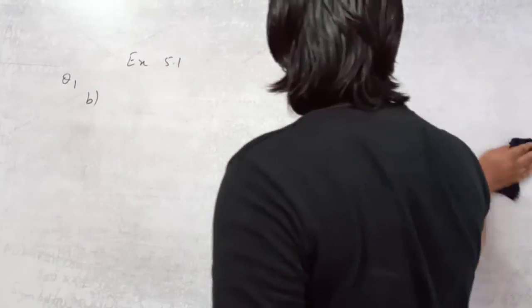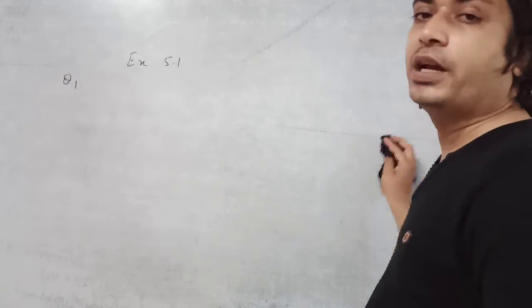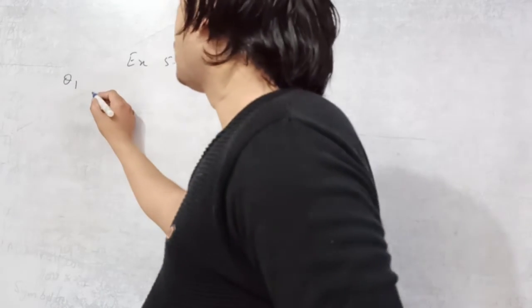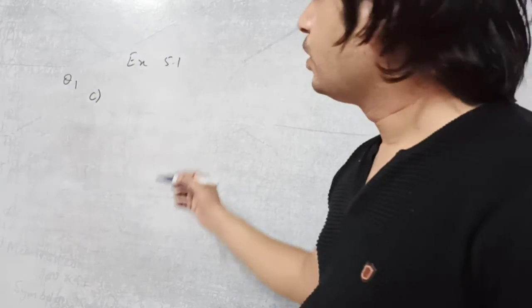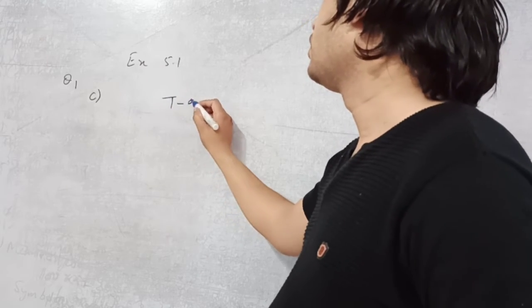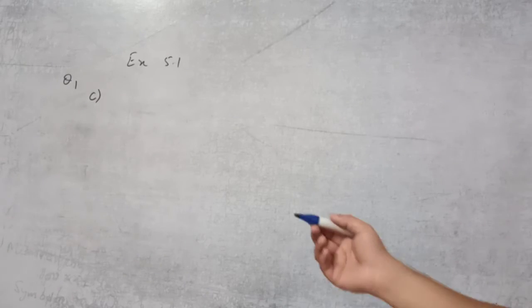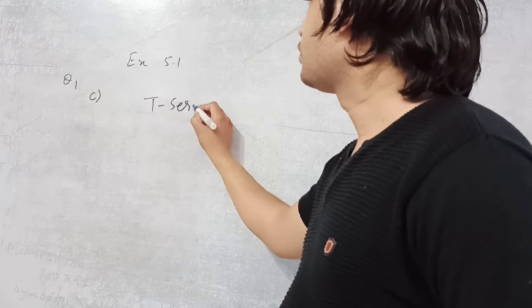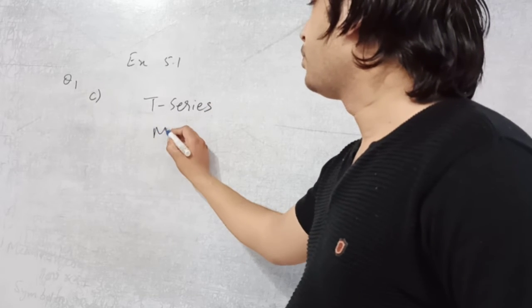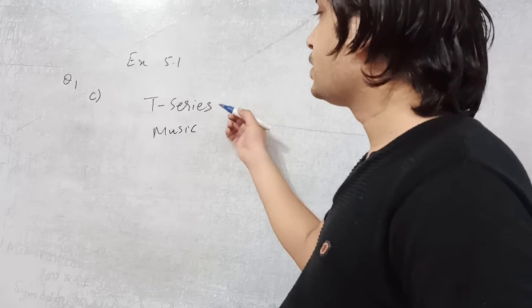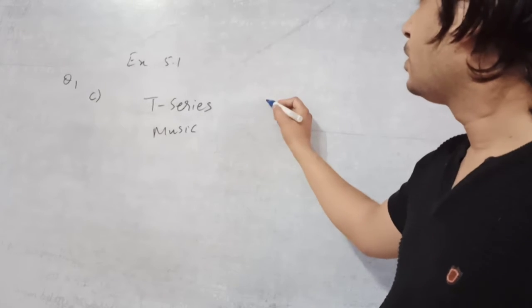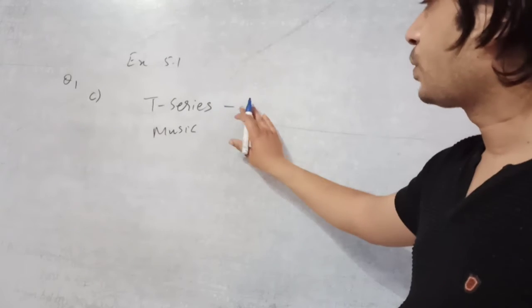Now we are moving on to C1. In C1 they have given the number of cassettes produced by 5 companies. So remember, whenever the number is given, that is the frequency we have to take. The name of the company is there, many companies are there, T-Series is there, a music company is there.